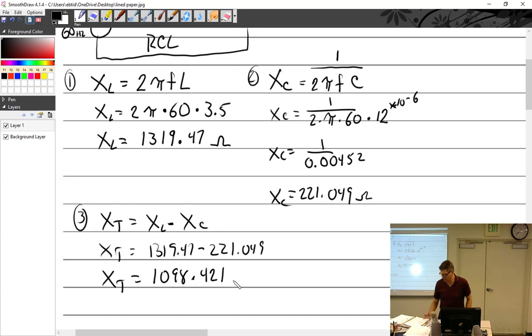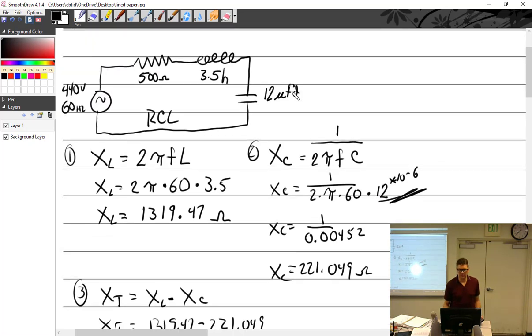Can we go back to the X of C? Calculate the number, yep. The bottom number, how did I get the bottom number? It's 1 divided by 0.00452. The top in the calculator is 2 times pi times 60 times 12, right there. Because it's in micro, 12 times 10 to the minus 6, because remember it's 12 microfarads. So 12 microfarads is 12 times 10 to the negative 6, which is like saying 12, then moving the decimal 1, 2, 3, 4, 5, 6 places.